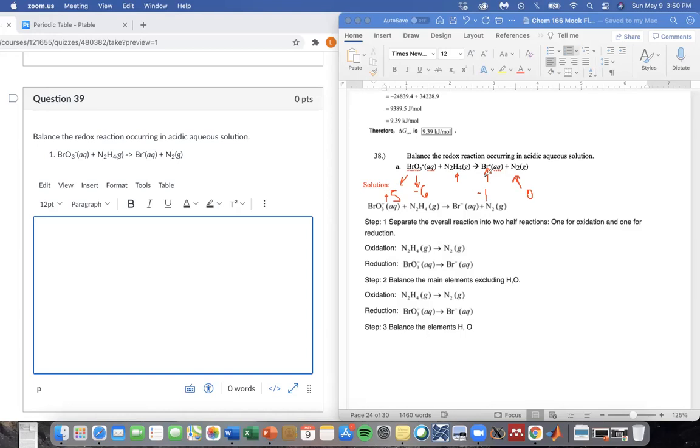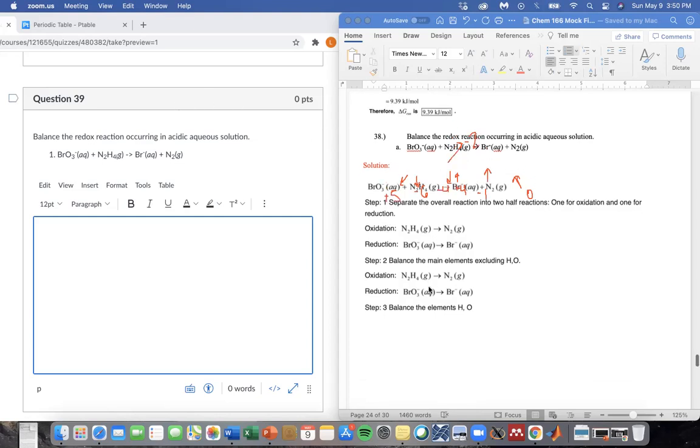And then your N2H4: the H4 would have an oxidation number of +4 because each of those H's is +1. So in order to balance it out, the nitrogens in total are carrying -4, and each nitrogen is carrying -2. So now it's going from -2 on each nitrogen to 0 on each nitrogen. And so the oxidation is N2H4 goes to N2, and our reduction is BrO3 negative goes to Br minus.